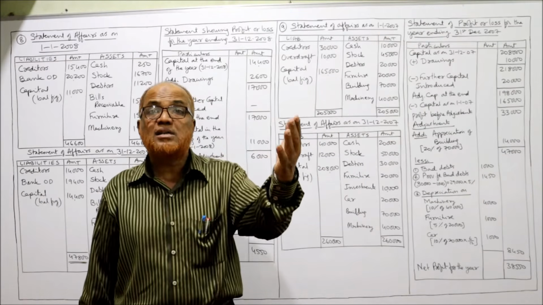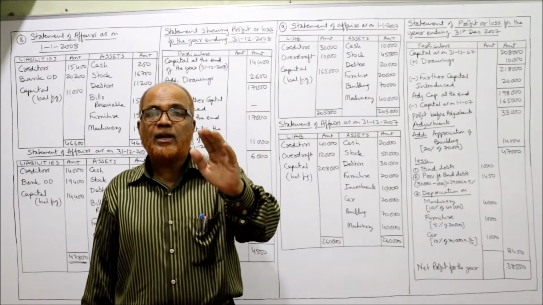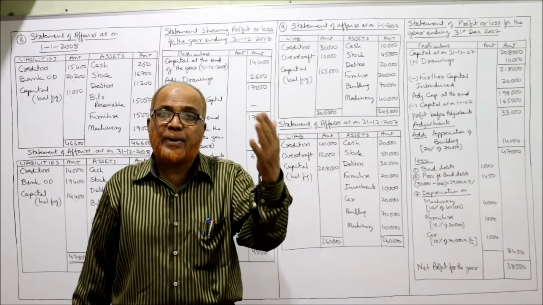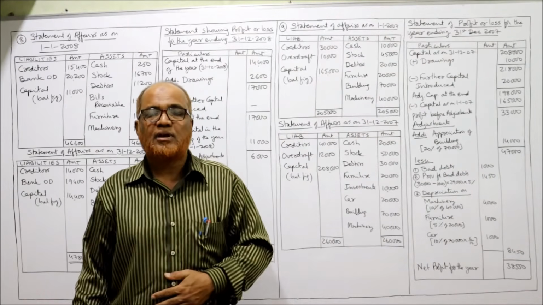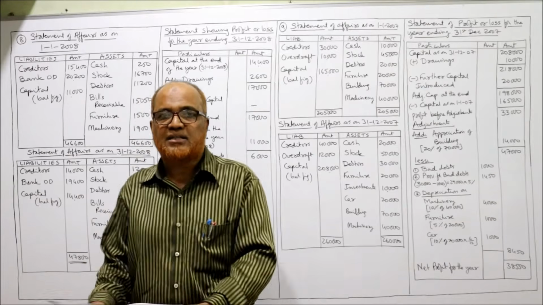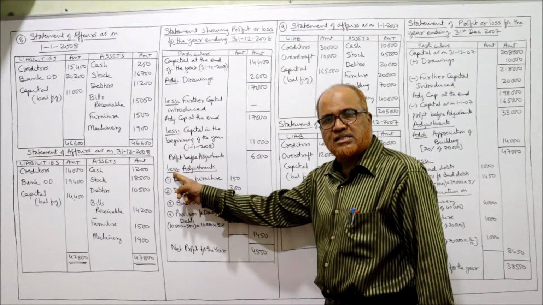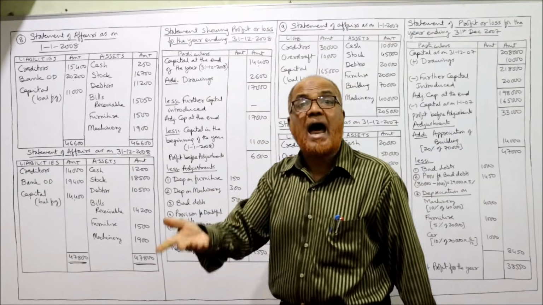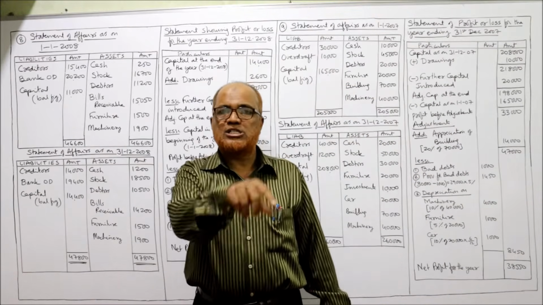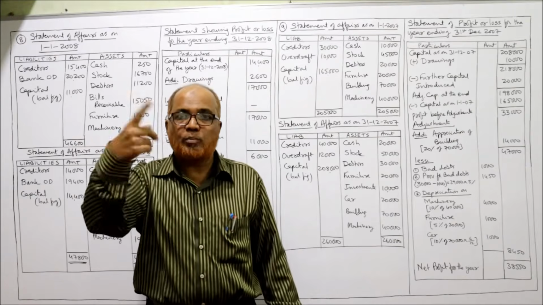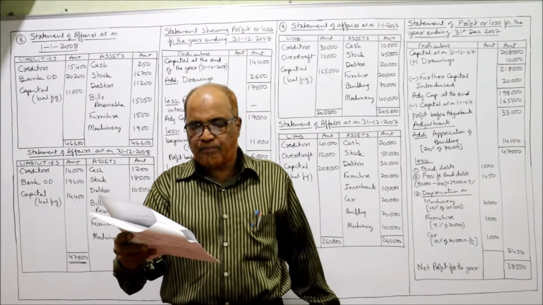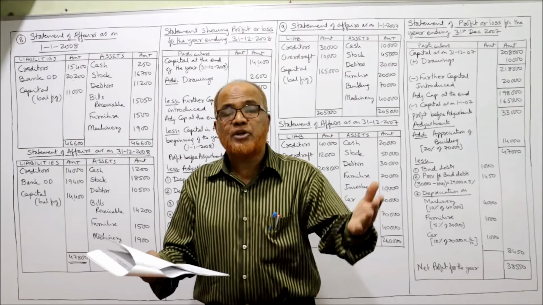Appreciation means increasing. The land and building value should be increased, appreciated by 20%. Depreciation we have deducted, see here, in the previous problem. So appreciation we have to add. Depreciation is deducted, appreciation should be added. So in this problem, land and building should be appreciated.